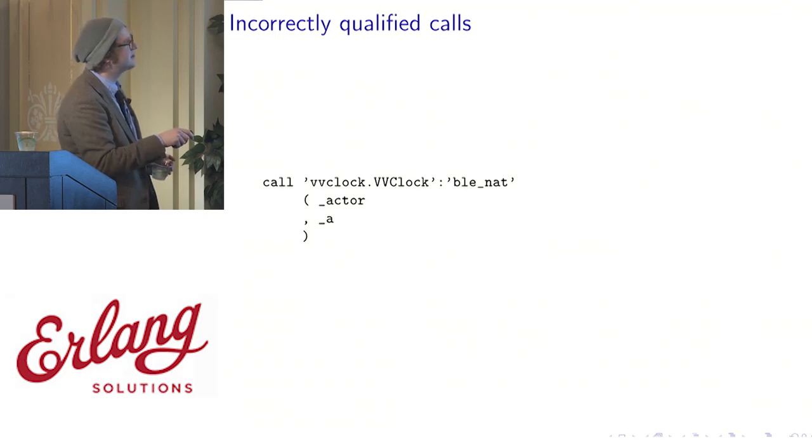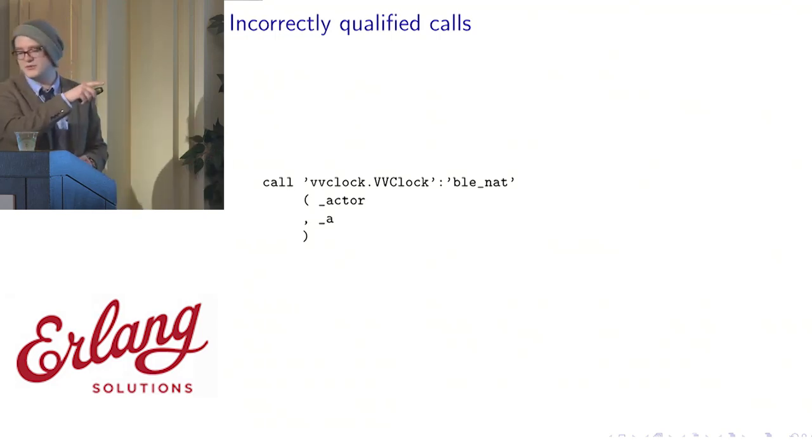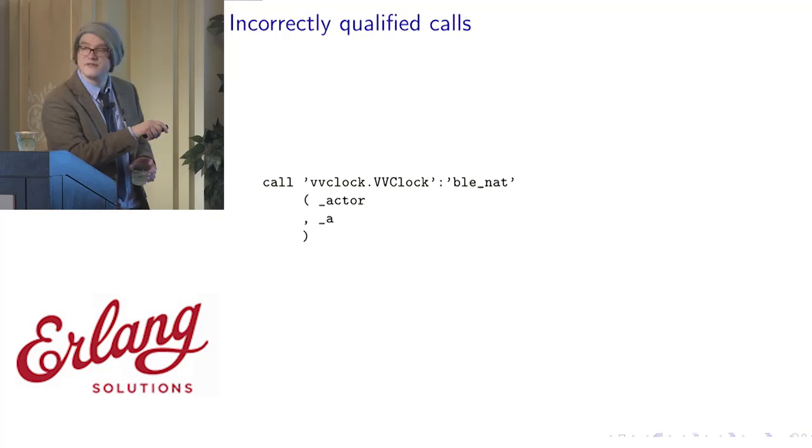So just cut this out and leave just the vvclock BLE_nat. And that would be the module function arguments. So familiar.